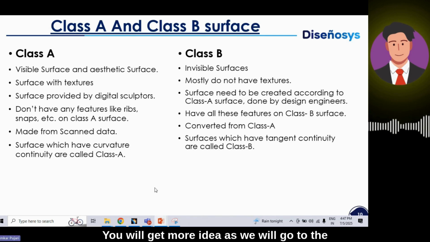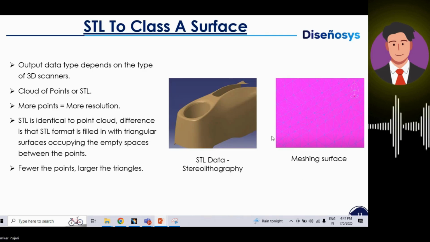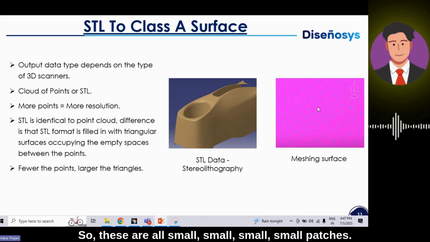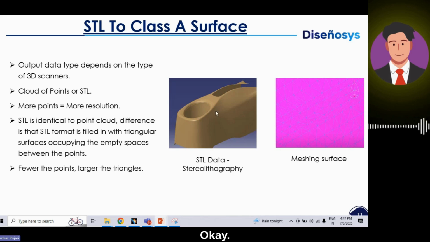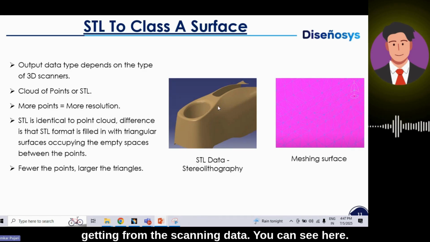You will get more idea as we go to the CAD portion. I'll take you there. You can see here, if you look closely, blue lines are there, the meshing lines. These are all small patches. And this is the STL data, or you can say the CAS data, or the A surface, which we are getting from the scanning data.